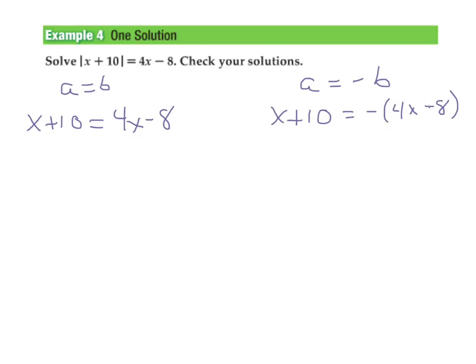And so this side is going to be a little bit different because we're going to have to distribute that negative sign into the set of parentheses. So we'll do that. We'll solve that case in just a second. Let's work with case 1 here, A equals B.